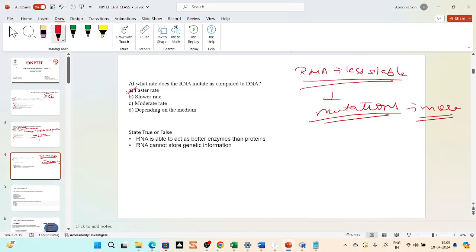True or false? RNA is able to act as better enzymes than protein. What should it be, true or false? Is RNA a better enzyme, or is a protein a better enzyme? So it is false. Why is it false?